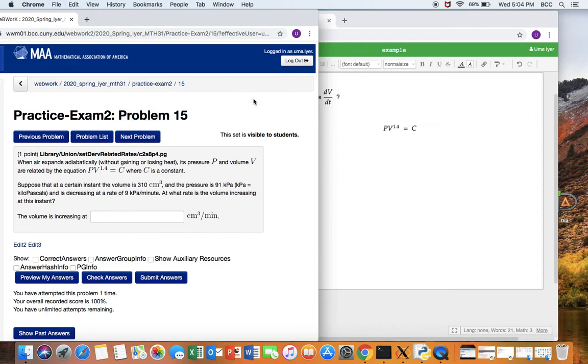All right, welcome back. We are on to problem 15 of practice exam 2. The question is, when air expands adiabatically, that is without gaining or losing heat, its pressure P and volume V are related by the equation P times V to the power 1.4 equals C, where C is a constant.